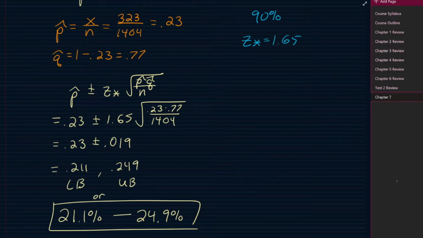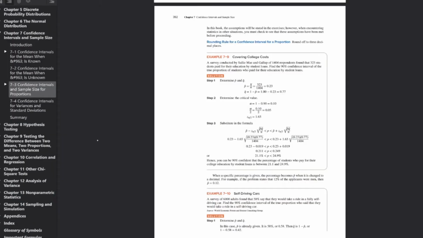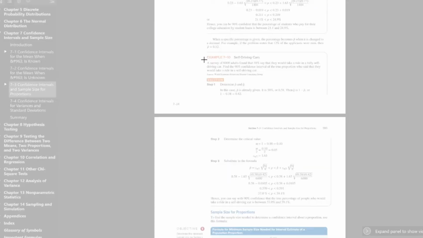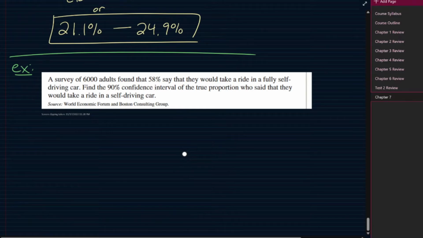All right, let's do another example together. About these self-driving cars. A survey of 6,000 adults found that 58% say they would take a ride in a fully self-driving car. Find the 90% confidence interval of the true proportion of people who would say that they would take a ride in a self-driving car. I don't like how they phrased this question. I think it's a little bit lazy of grammar there. Oh well.